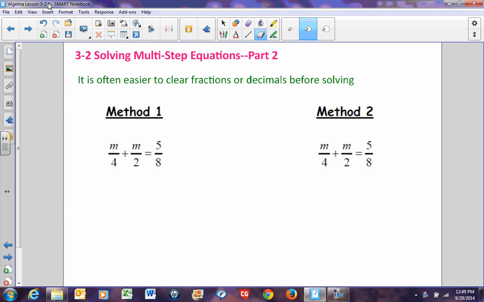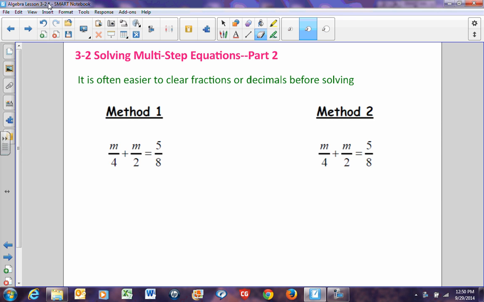This is part 2 of solving multi-step equations. What to do when you have fractions and decimals. Most humans don't like dealing with fractions and decimals. So if we can make it easier so we don't have to deal with them, you're less likely to make a mistake.